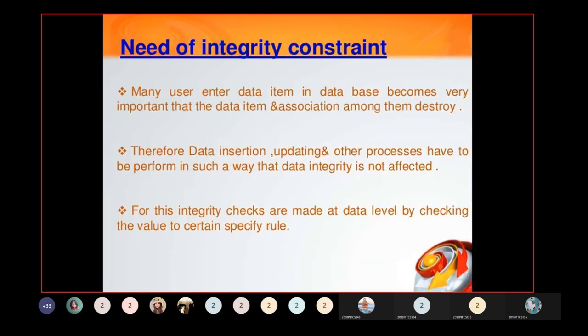Why is there a need for integrity constraints? When many users enter data items in a database, it becomes very important that the data items and the associations among them are not destroyed. Therefore data insertion, updating and other processes have to be performed in such a way that the data integrity is not affected. For this, integrity checks are made at the data level by checking the value against certain specific rules.